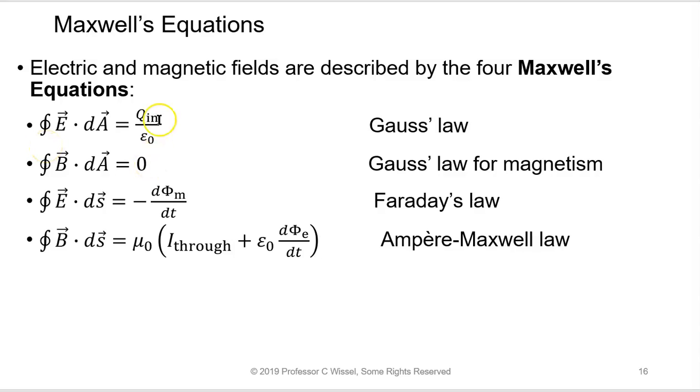The integral of E dot dA equals Q enclosed divided by epsilon naught. That's Gauss's law. The integral of B dot dA equals 0. That's for magnetism. This means there's no magnetic monopoles. The integral of E dot ds equals minus the time rate of change in the magnetic flux. Gives you the electric field. Here is the integral of B dot ds equals mu naught times the quantity I enclosed, through the surface, plus epsilon naught d phi e dt. So here's the changing magnetic field creates a changing electric field, and here's the changing electric field creates a changing magnetic field. That's electromagnetic radiation. So that's let there be light.